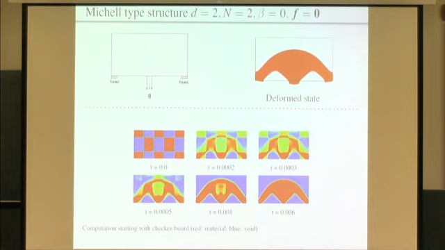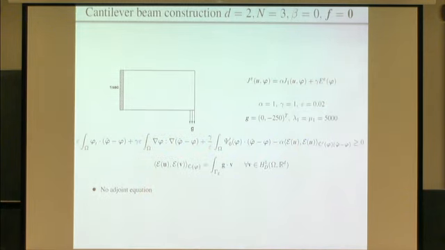So we started off with initial data, this checkerboard, but we also did computations with random initial data, and we got the same minimizer, so it seems quite robust. Similar thing for the cantilever beam. Again we're in 2 space dimensions, but now we have n equal to 3, so that'll be 2 types of material plus the void, and again beta is 0, so there's no adjoint equation, and we've got no body forces.